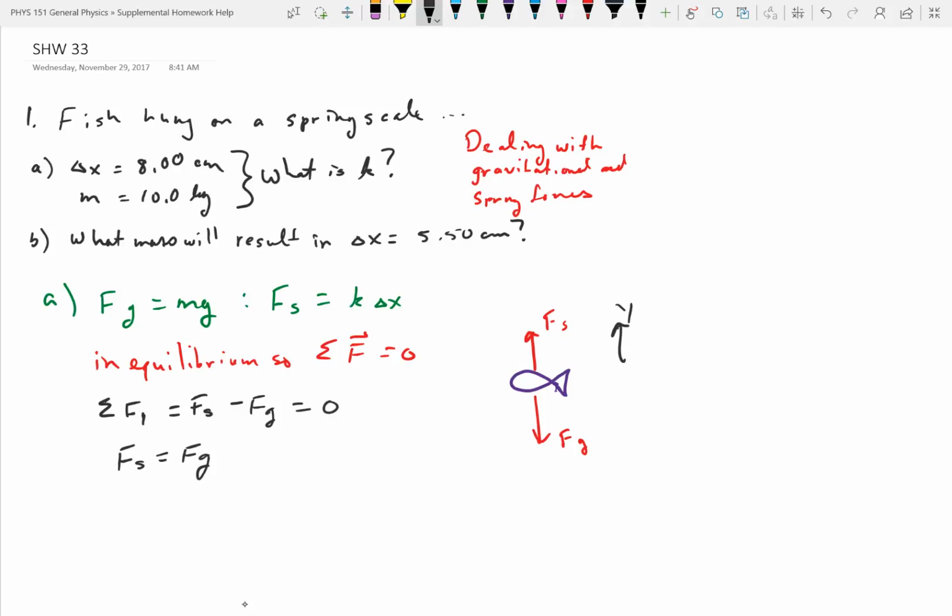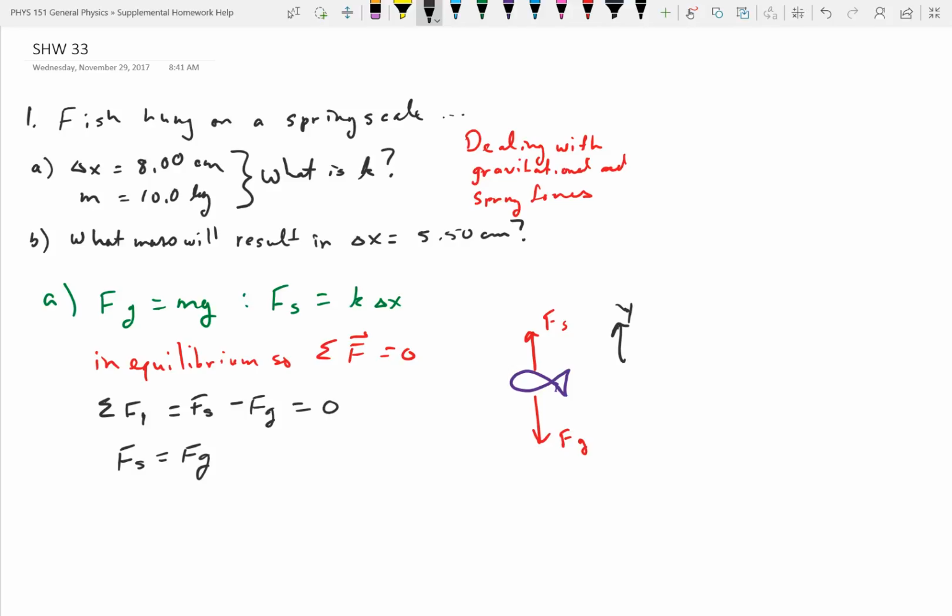I defined my directions. It's an equilibrium because it's just hanging there, so the acceleration is 0. Hence, Newton's second law says the sum of the forces is ma, which is 0. And so I applied Newton's second law to my free body diagram, and I ended up with force of spring is equal to the force of gravity.